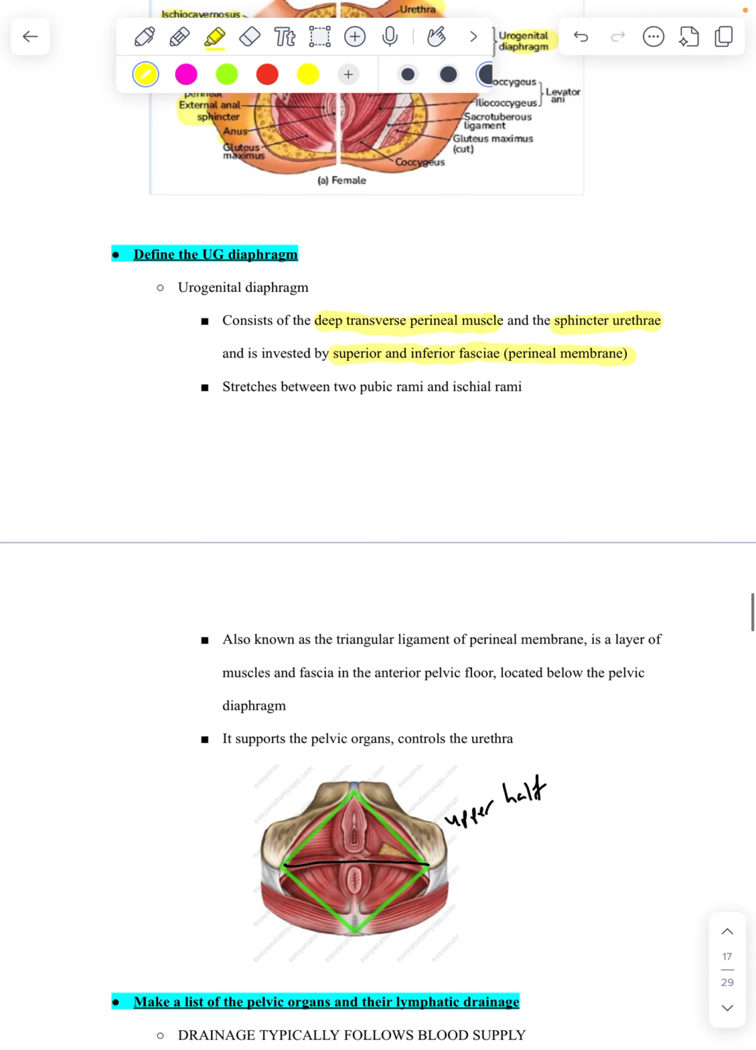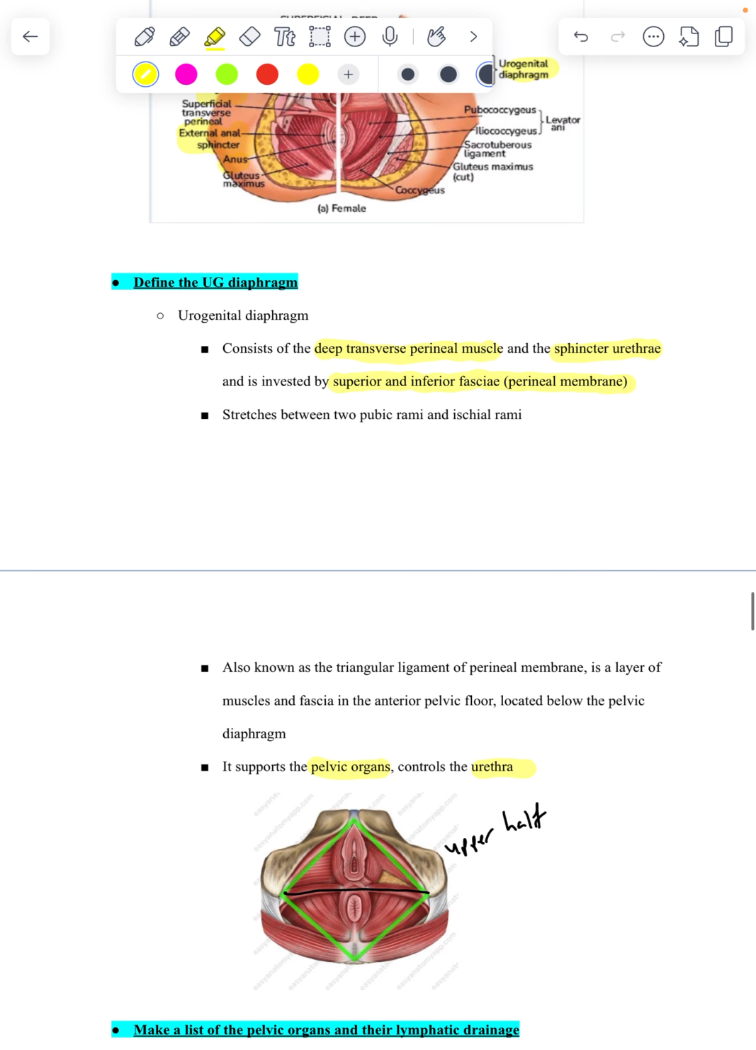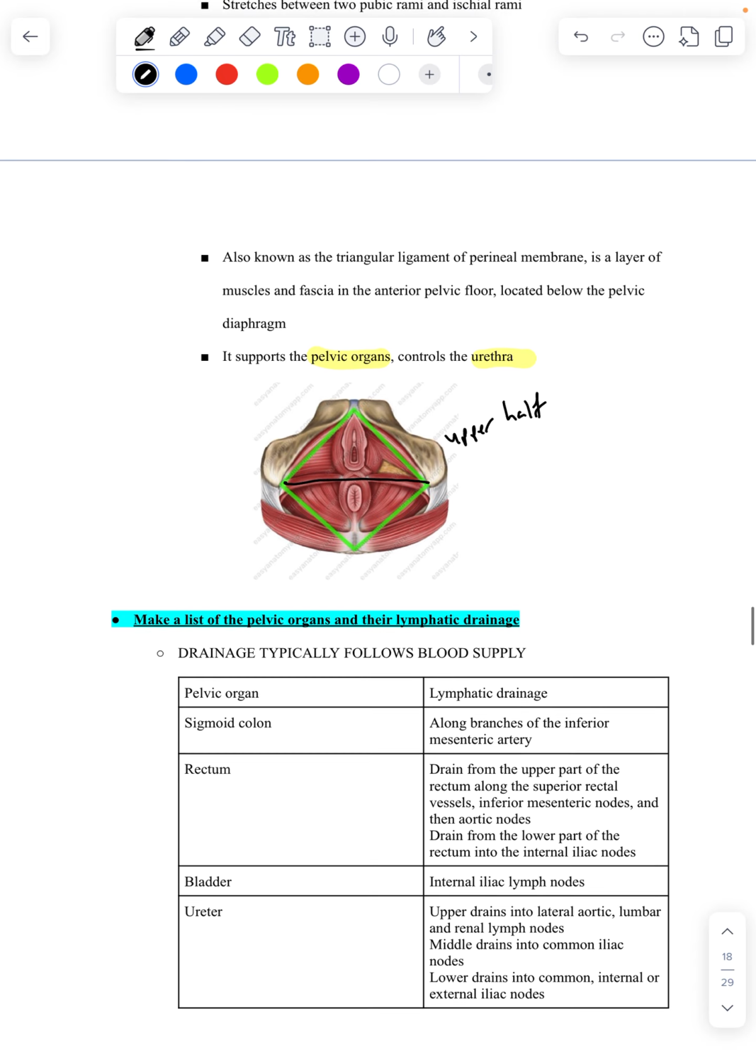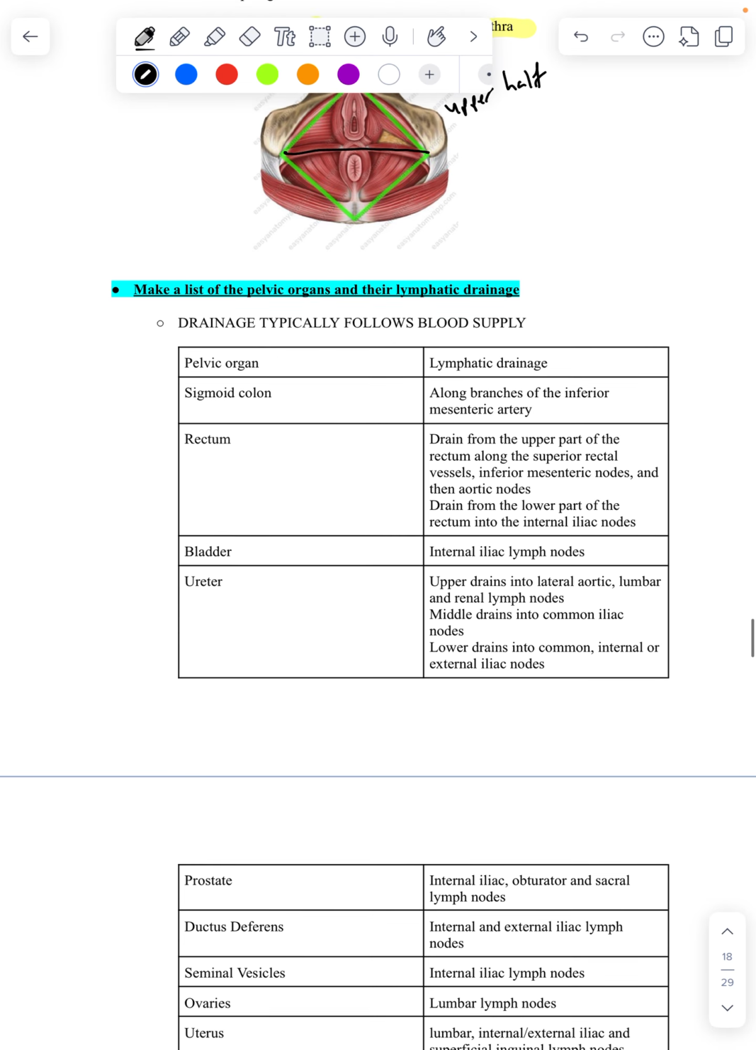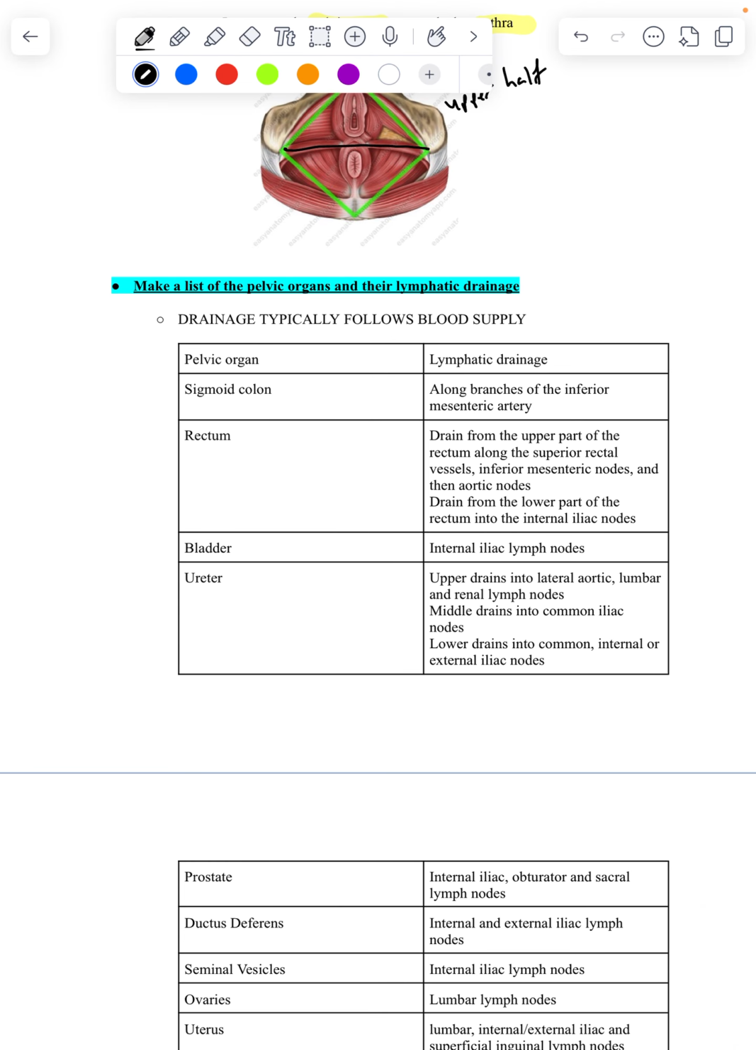And it supports pelvic organs, has the urethra, all that stuff we just talked about. So this is one of the examples where I don't know how detailed she wants to be about this stuff. She just says define the UG diaphragm. So maybe this is all she wants, but I would also go through the lecture stuff. Okay, next.